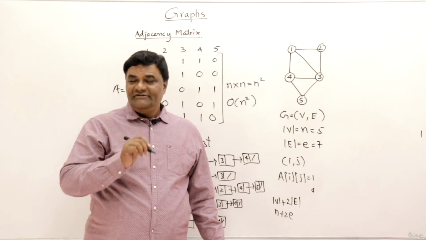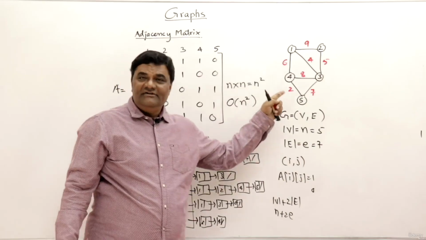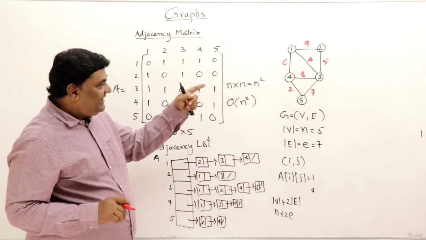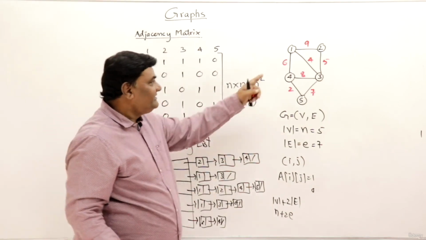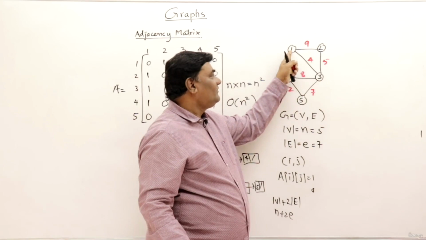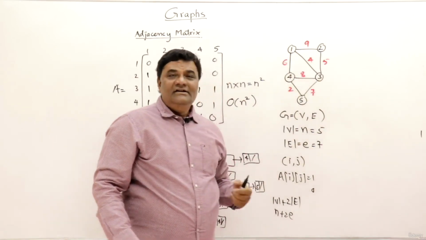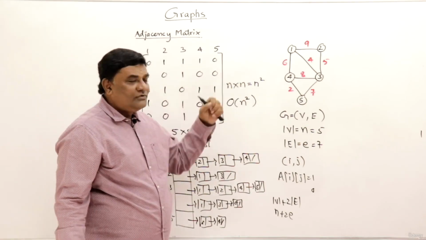Now next, one more thing I will show you, that is weighted graph. See here I have given weights to the edges of a graph. If weights are given, then we want to store those weights also. Means the cost of this edge is 9, the cost of this edge is 6, and the cost of this edge is 8. So we want to store those weights also. So how to store that?